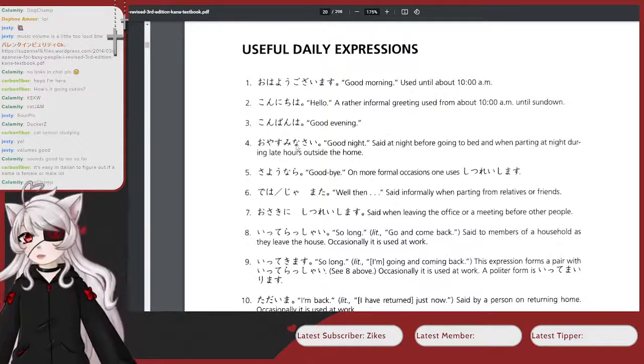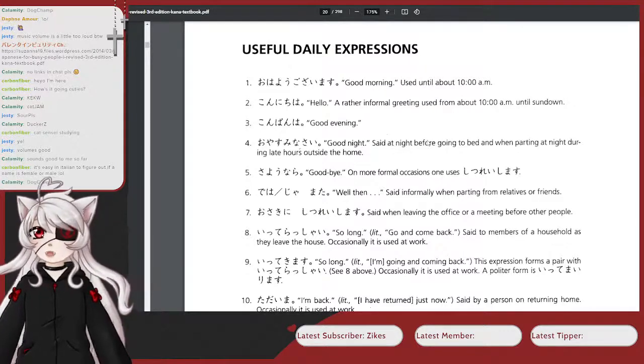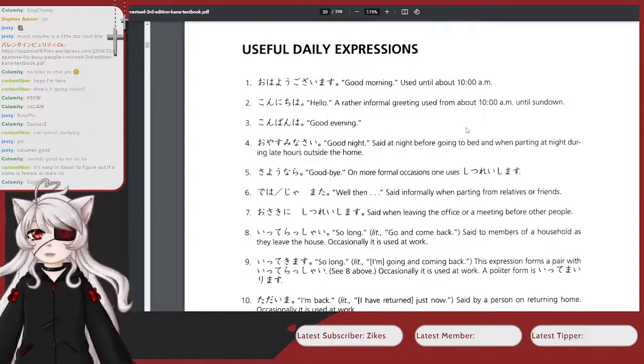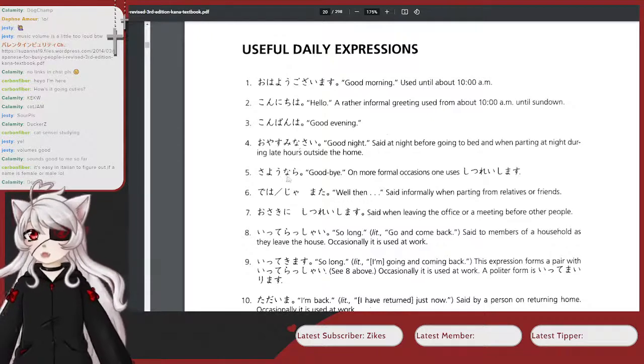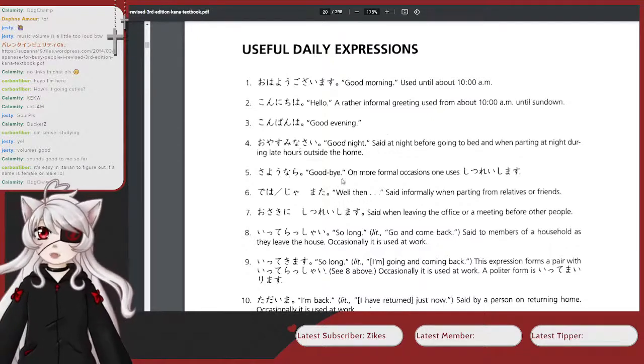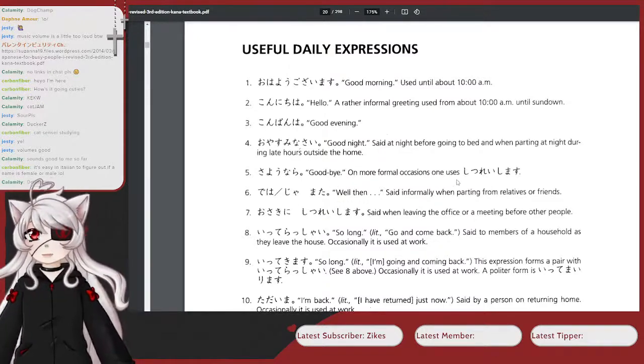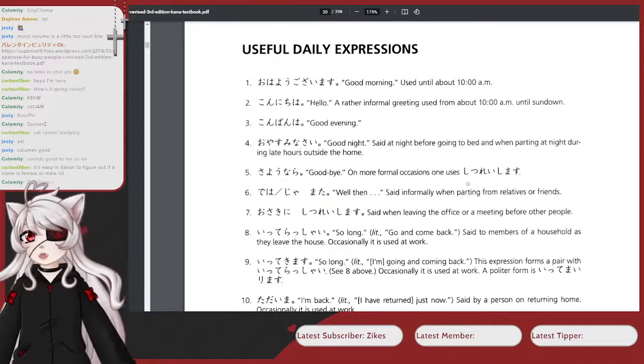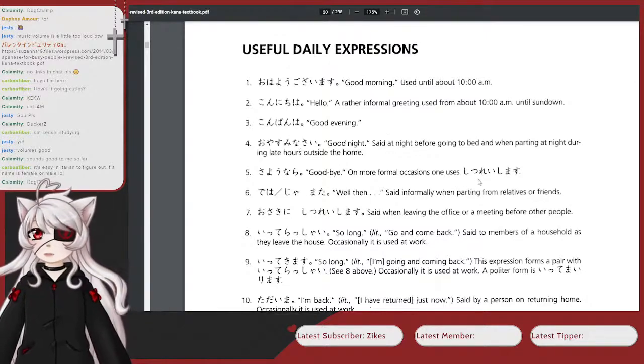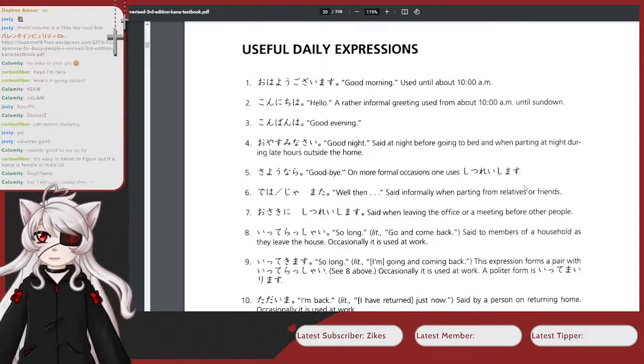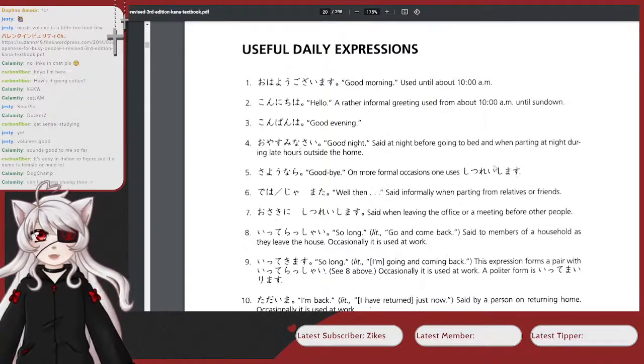We got oyasumi nasai, said at night before going to bed and when partying at late hours. Sayonara, goodbye, and then on more formal occasions one uses shitsure shimasu.